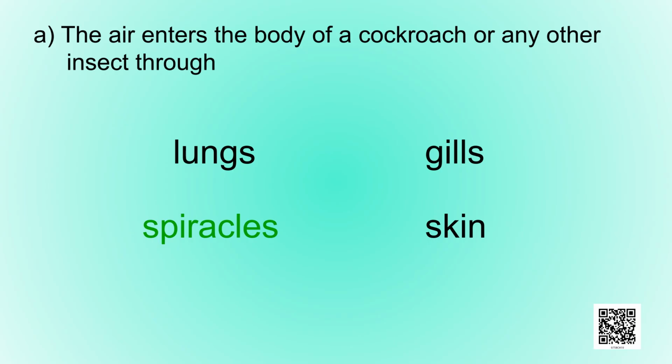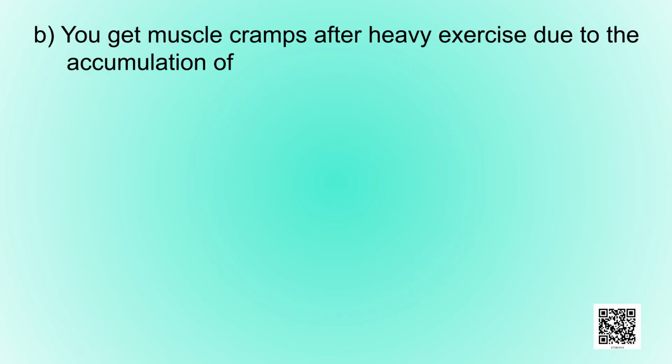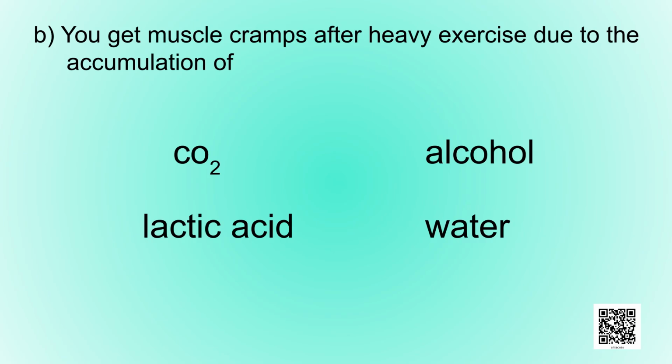The next one: you get muscle cramps after heavy exercise due to the accumulation of, and your options are A. Carbon dioxide, B. Alcohol, C. Lactic acid, and D. Water. And the correct answer is lactic acid.